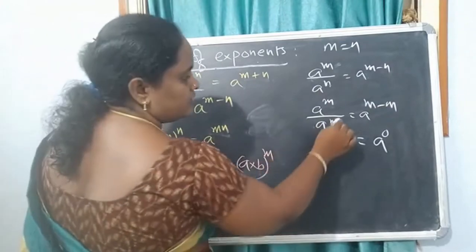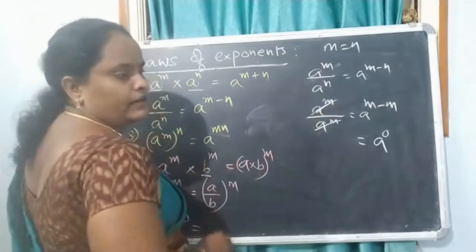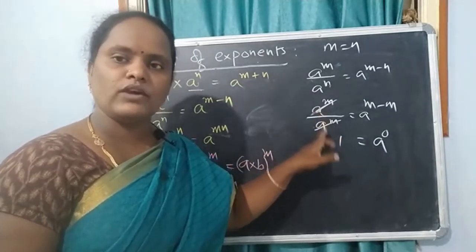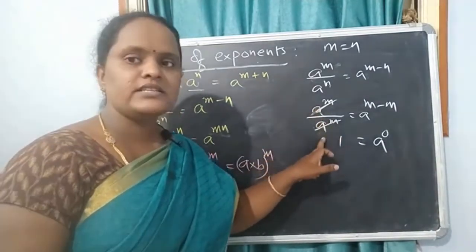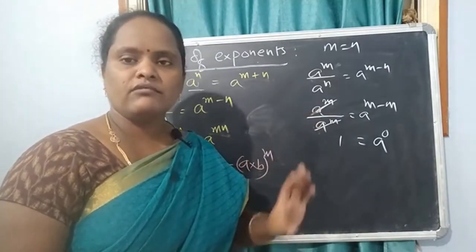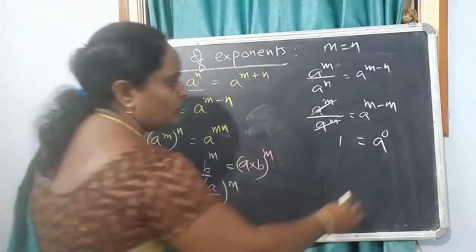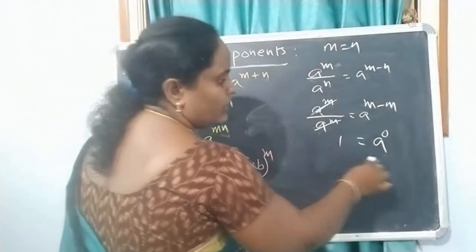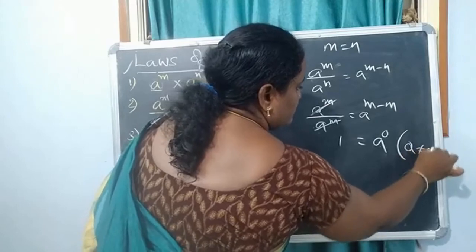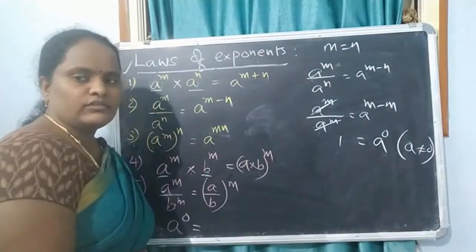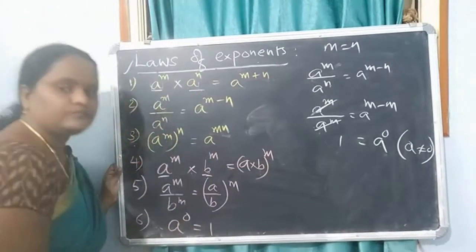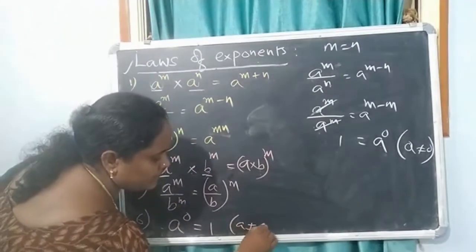In the LHS, a number divided by itself is 1. 1 by 1 is 1, 2 by 2 is 1, 3 by 3 is 1, 4 by 4 is 1. But 0 by 0 is not 1 or 0. So if we take 0 by 0, we have a problem with this. So a power 0 has value 1, but when a is equal to 0, that 0 power 0 we can't say. We say that it is not defined. So a power 0 is 1, but a is not equal to 0.